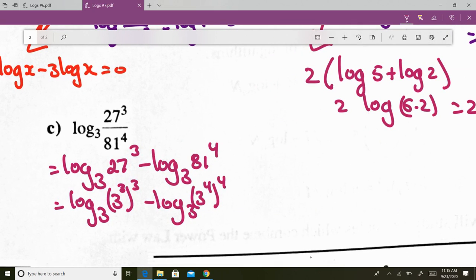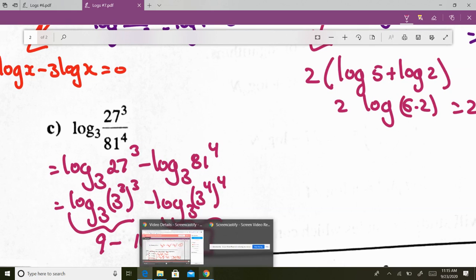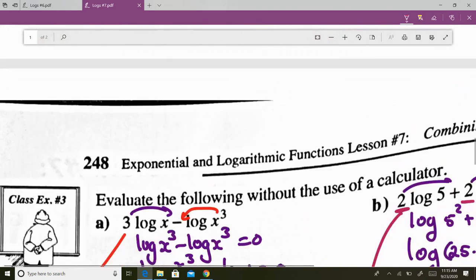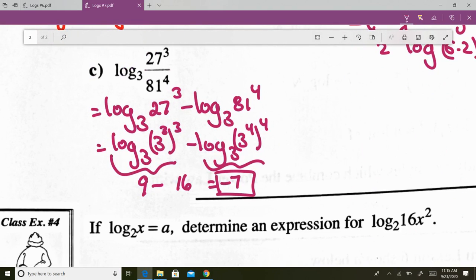So I can multiply these exponents, right? And get 9. So what does this bit become? 9, right? Because it's base 3 of 3 to the power of 9. Minus, what does this bit become? 16. 9 minus 16 is negative 7.